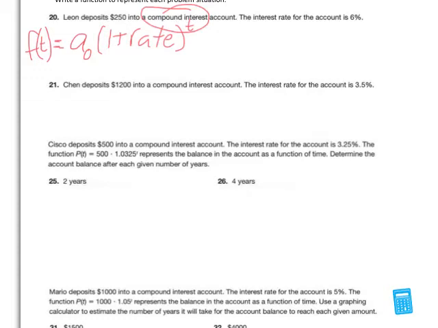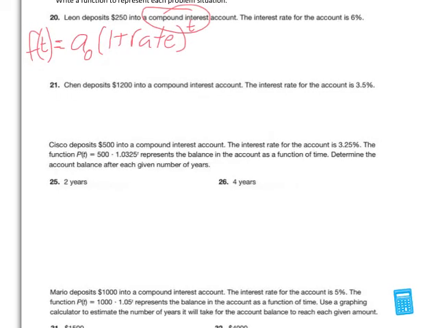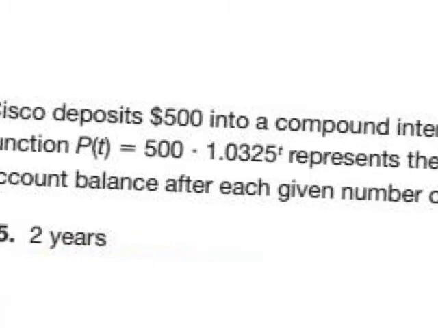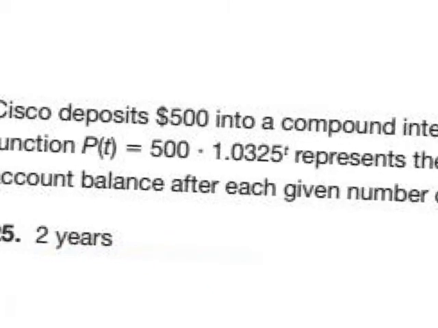Okay, so for this one, they're giving you that it's 2 years, and here is the function. Here's the 500 original, and here is 1 plus 3.25%. Notice how 3.25% is written as 1.0325. So the formula is 1 plus the rate. The rate is 0.0325. See how there's a zero here because it's 3.25%. So for this one, just type in 2 for the time and use your calculator to find the total.